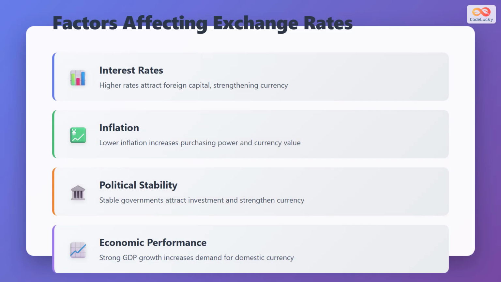Several key factors drive exchange rate movements. Interest rates play a crucial role. When a country raises its interest rates, it attracts foreign capital seeking higher returns, which strengthens the currency. Inflation affects purchasing power. Countries with lower inflation typically see their currency appreciate over time. Political stability matters significantly because stable governments attract investment and inspire confidence in the currency. Finally, economic performance, particularly strong GDP growth, increases demand for a country's currency as investors seek opportunities in growing economies.